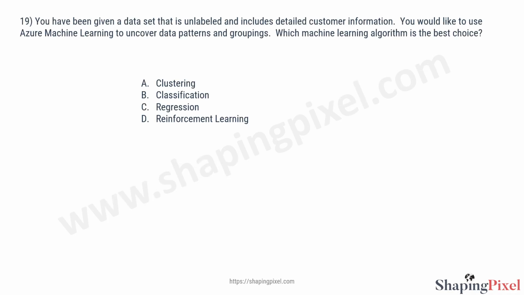Question number 19. You have been given a data set that is unlabeled and includes detailed customer information. You would like to use Azure Machine Learning to uncover data patterns and groupings. Which machine learning algorithm is the best choice? And we have four options: clustering, classification, regression, reinforcement learning. So the right answer here is option A, clustering.